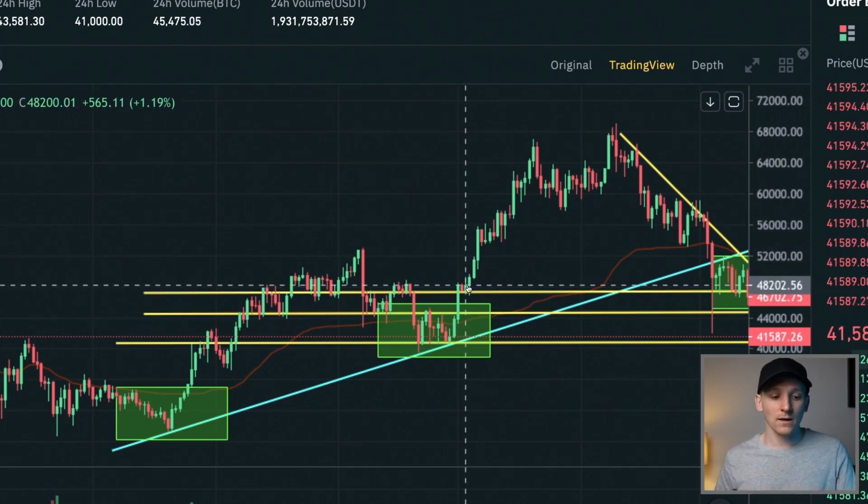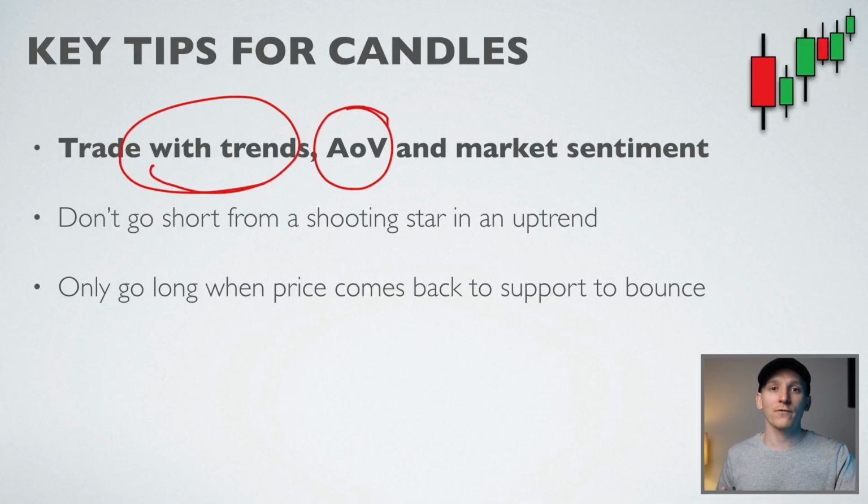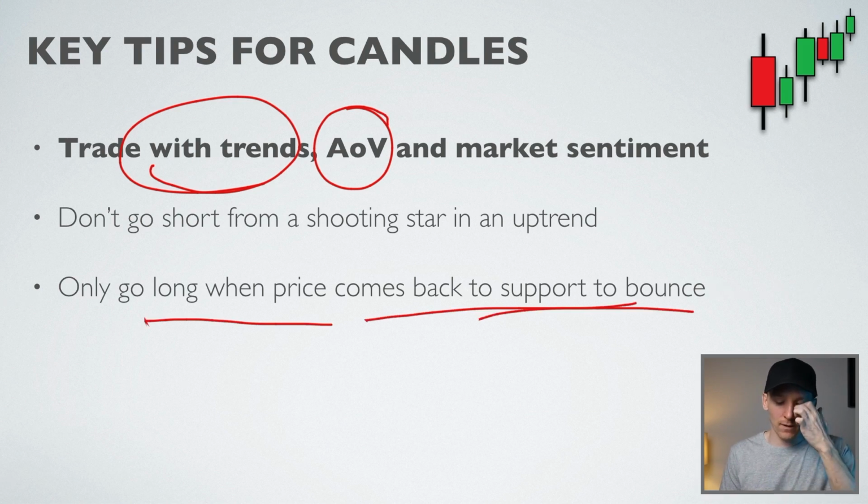So again, candles can only be a small amount of the trade. You have to also look at news and events, market sentiment, and potentially try to get pullbacks and not chase it. And then only go long when the price comes back to that support and bounces. I think those are some tips.